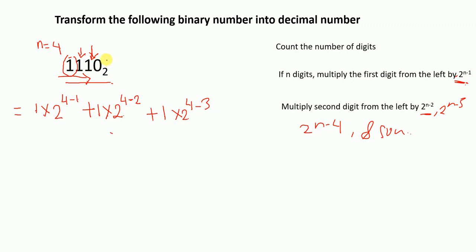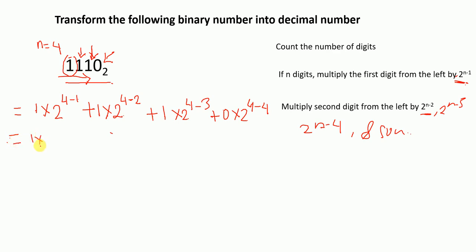And finally we have our fourth digit, which is 0. So we write 0 times 2 to the power n minus 4, so we have 4 minus 4, because the value of n is 4, the total number of digits. Okay, so now we have this, guys. Then we can simplify this.